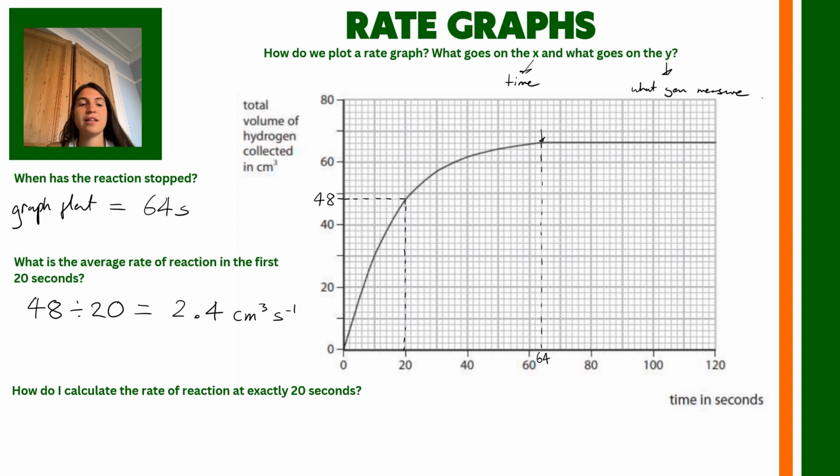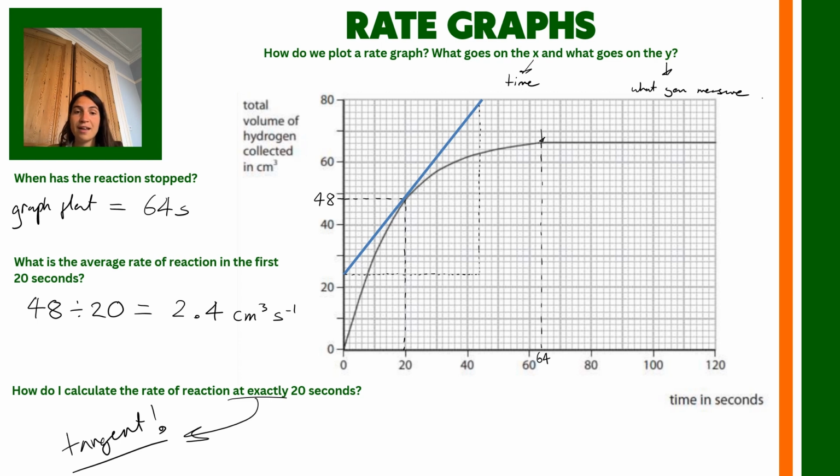How do I calculate the rate of reaction at exactly 20 seconds? This is a different question, because this isn't asking you to find some amount and divide it by the total time it took to get that amount. Now you want the rate of reaction that's happening exactly at that time. So what it's asking me is, what is the steepness of the graph at this time, 20 seconds? So remember, this is where we do our tangent. So draw your tangent in, and then you find the gradient of that tangent.